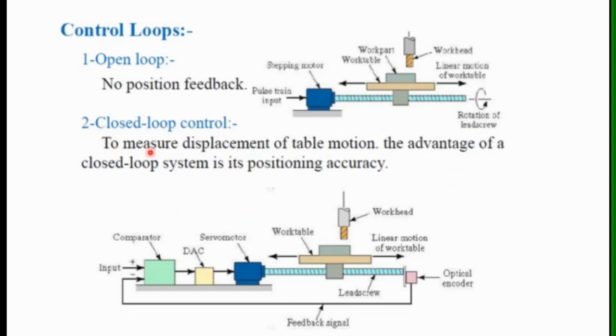But in the case of the closed loop, the displacement of the table motion or tool motion is measured. The advantage of the closed loop system is that it takes feedback from an optical encoder and gives the feedback signal to the input system. Okay, a comparator is provided here, so it provides feedback to the input so that we can control the numerical control machine again. This is called the closed loop, and the other is the open loop system.